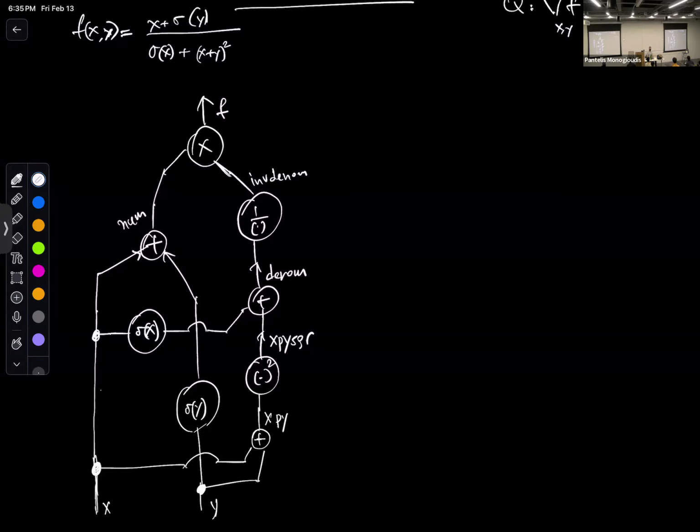Are the sigma of x and sigma of y the same sigma function? Same sigmoid, yes. Not the same sigmoid, the same function.